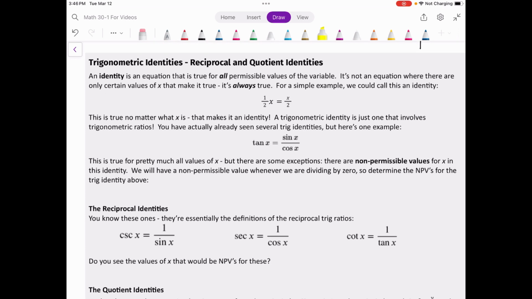So before we talk about trig identities, let's talk in general, what is an identity, okay? An identity is a type of equation, but not all equations are identities, okay? An identity is an equation that is true for all permissible values of the variable. It's always true as long as what you're putting in, you're allowed to put in. Okay, so notice the difference there. It's not just an equation where there might only be certain values of x that make it true. It really is always true.